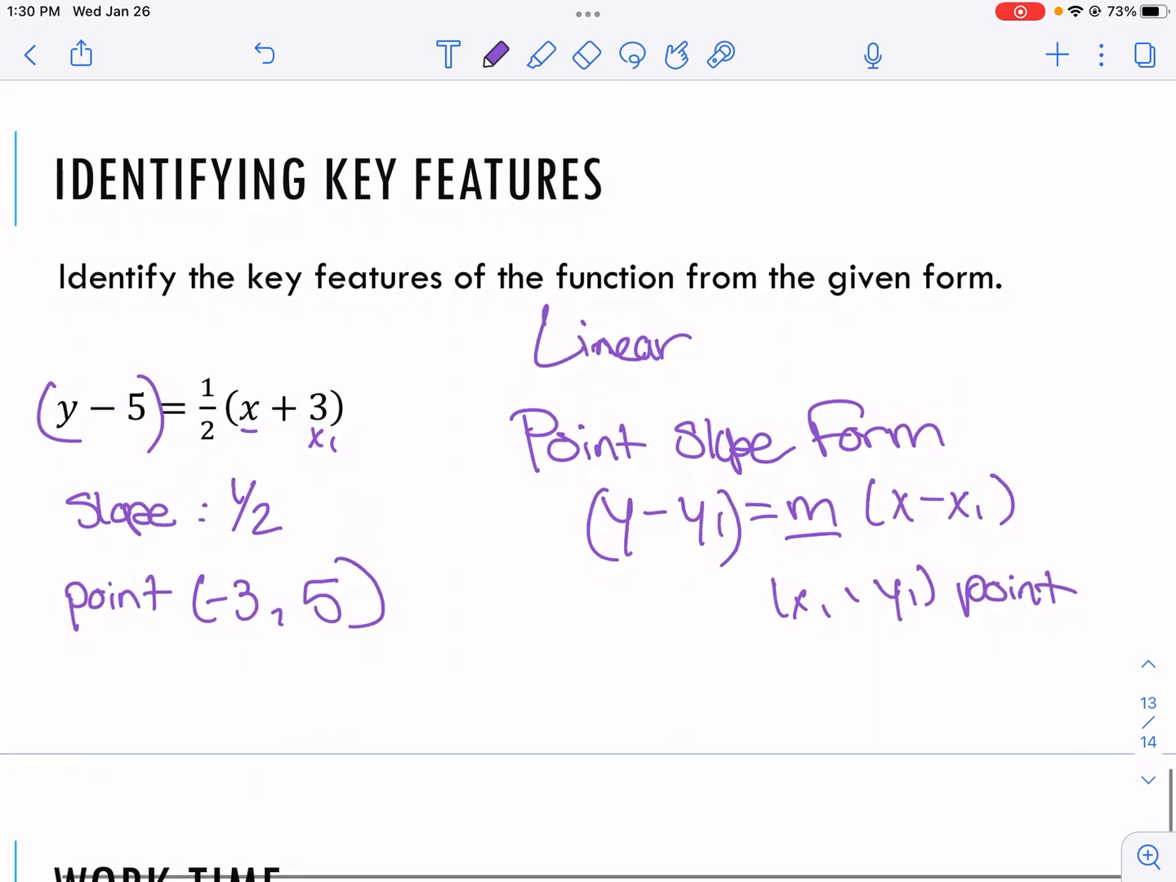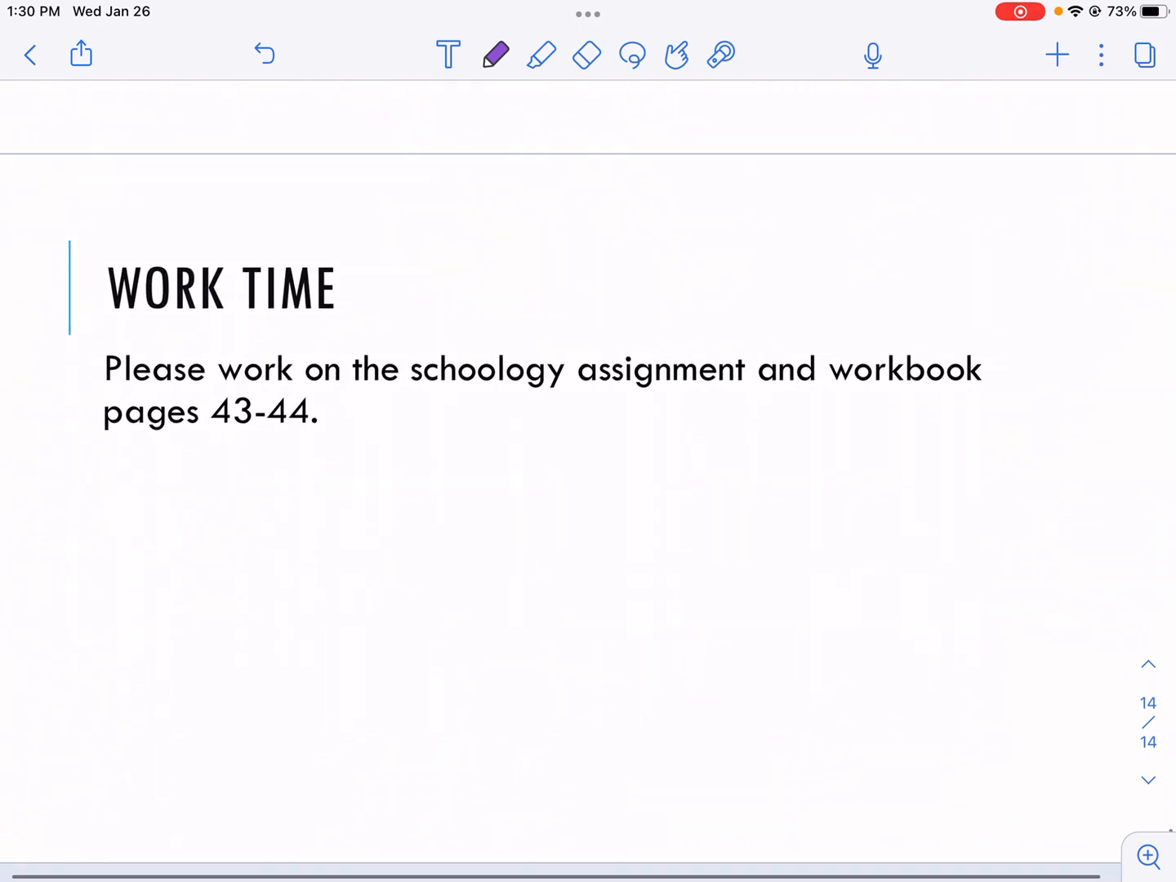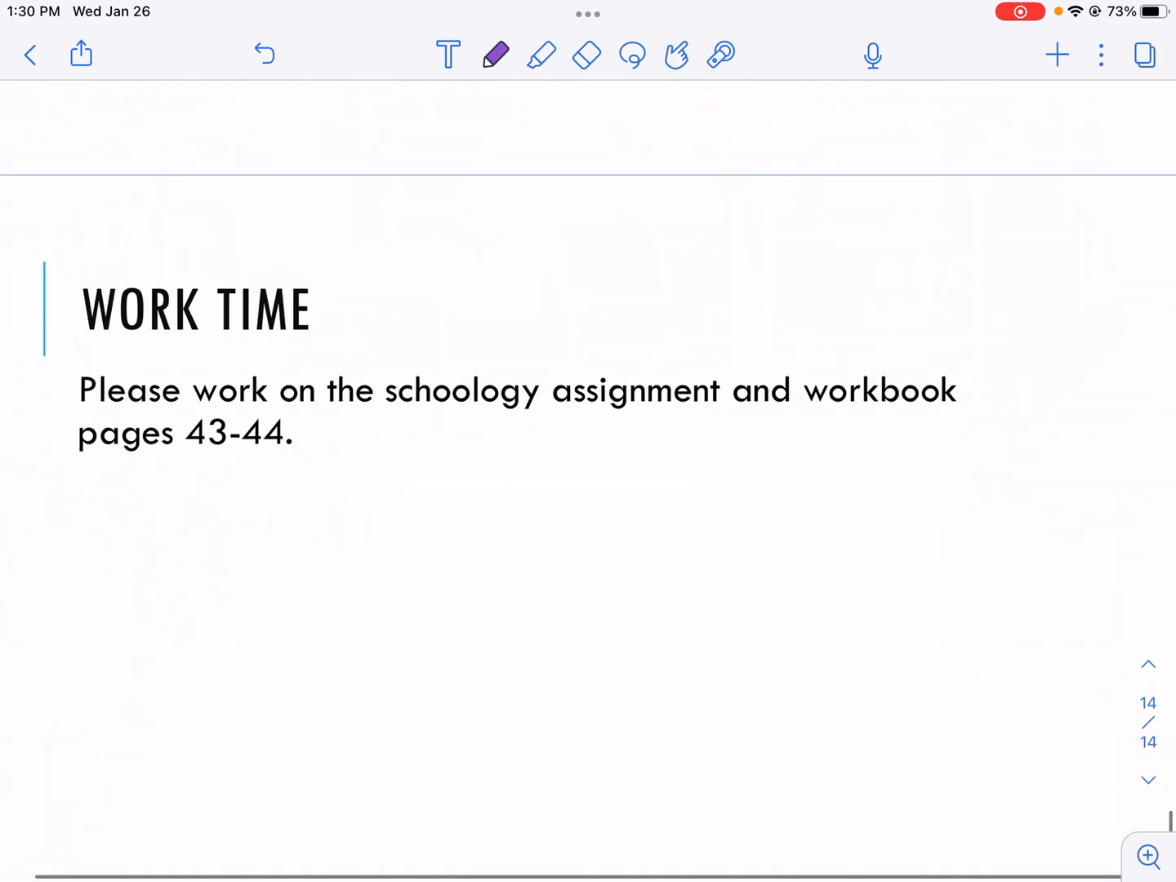So now that you've watched this video, I want you to practice. So if you could go on to Schoology, there is an assignment and also these 2 workbook pages, 43 and 44, to help us practice identifying these key forms.